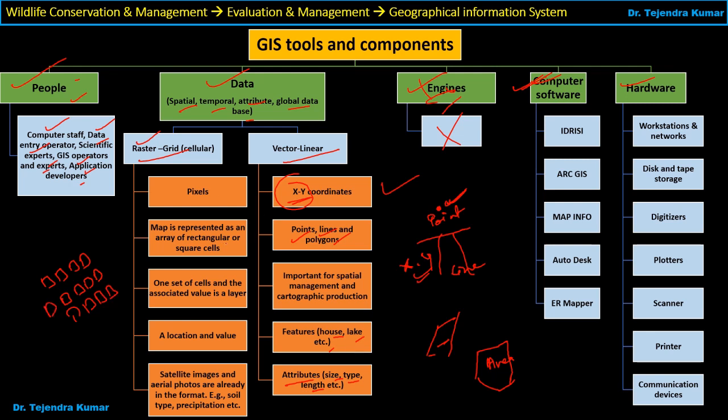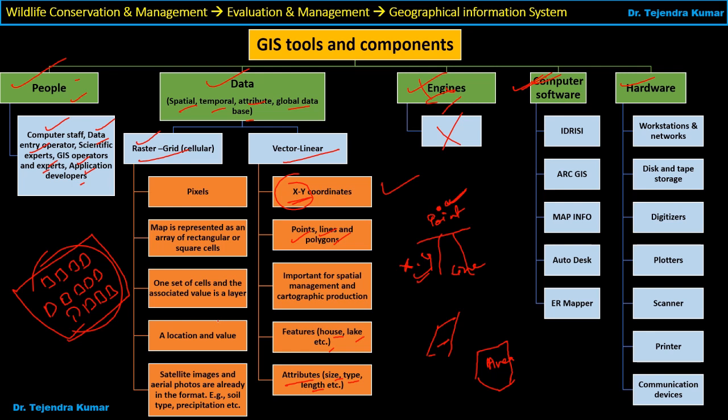So the map is represented as an array of rectangular or square cells. There are many cells. One set of cells and the associated value is a layer. Likewise, this is a sheet, a complete sheet or set. So this is a layer. There are many pixels, so this is one set of cells.